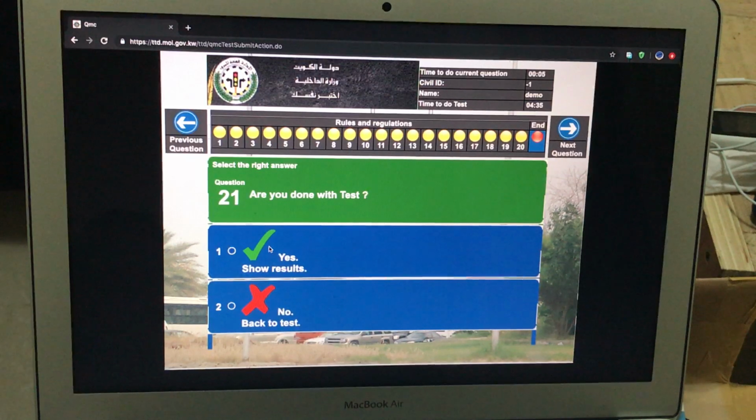So I will select yes, and I will see how many marks I scored or how much percentage I got. Probably I will pray to God that I should get at least 100% right. I believe, I'm sure I will get 100%. Let's check.